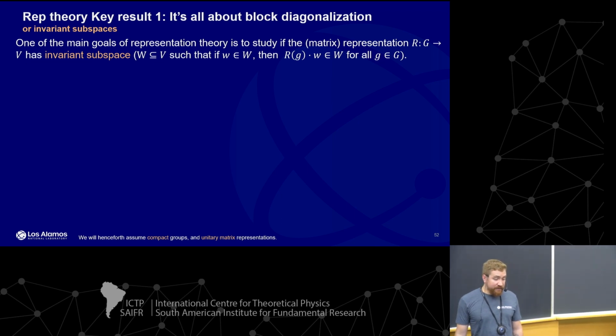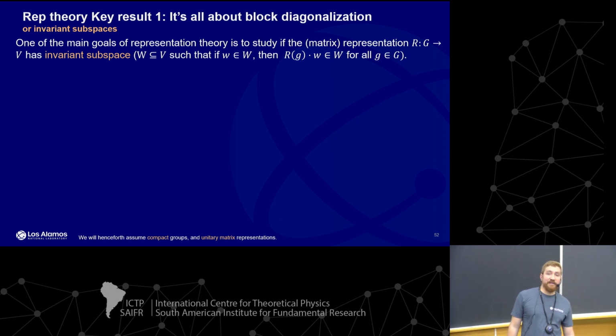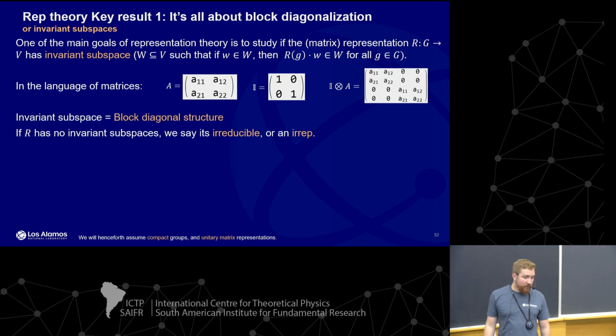And what we're going to see is that this idea of invariant subspaces is very intimately related to block diagonalization. So what does block diagonalization mean in the language of matrices? And I'm a very visual person. So if I tell you this is block diagonal, I'm like, why? I kind of need to see it.